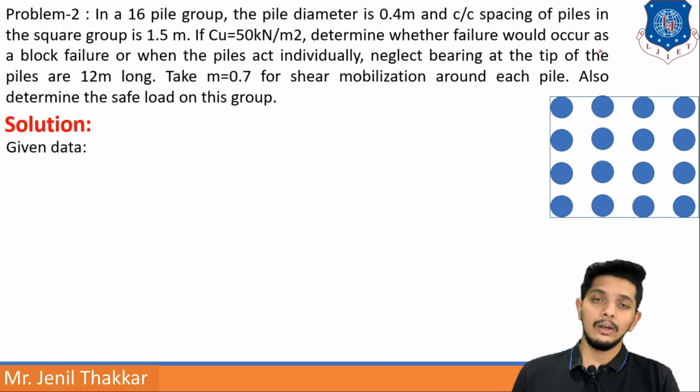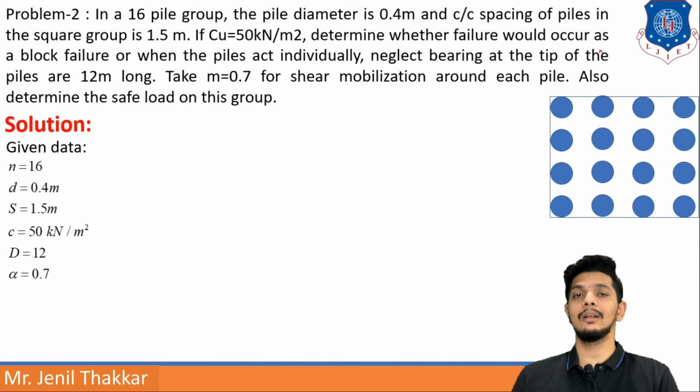Now let us write down the given data. In given data, number of piles are 16, right? Diameter is given as 0.4 per pile. S, spacing, is given as 1.5 meter center to center. C, cohesion, 50 kN per meter square. D, that is depth of the pile, is given as 12 meter, and alpha is given as 0.7. Now we have to calculate both the cases as well as the safe load. So the first case is taken as block failure.